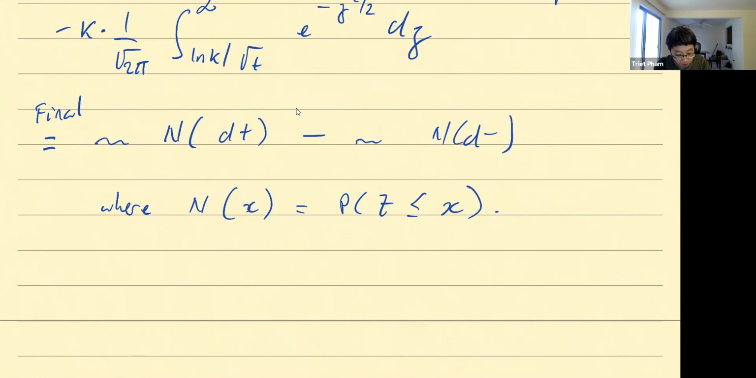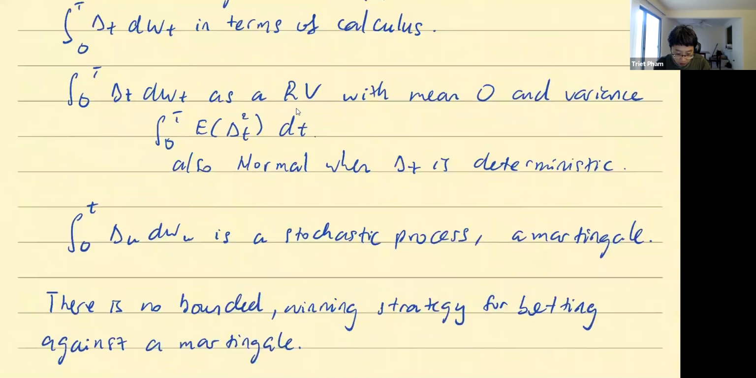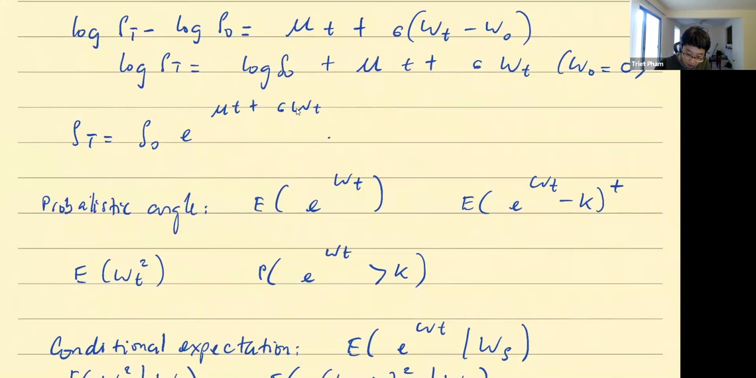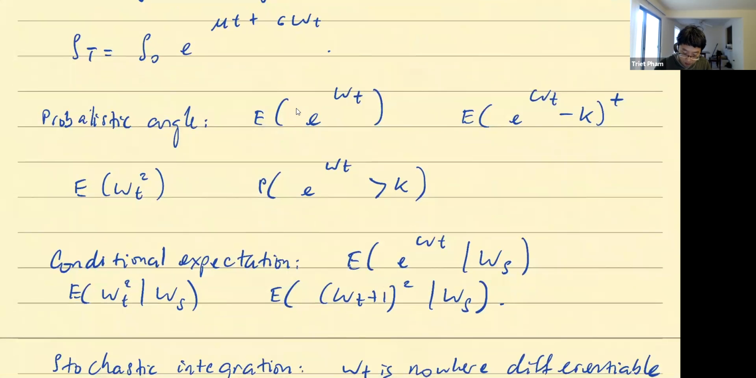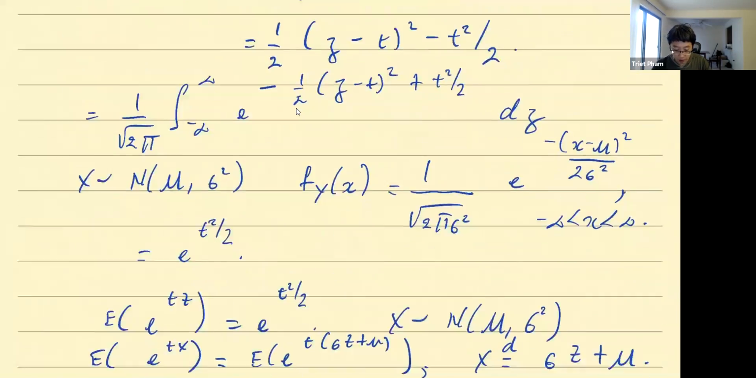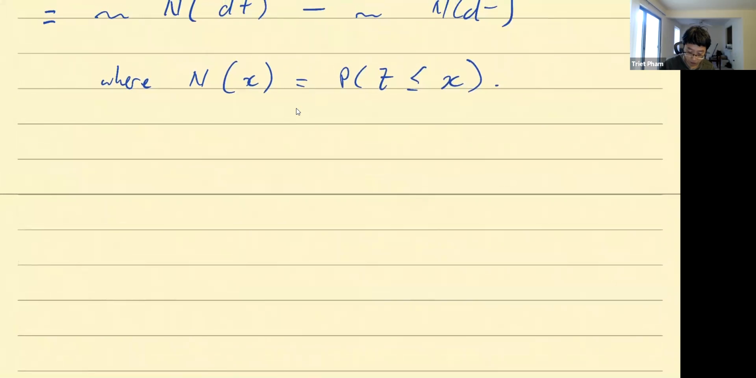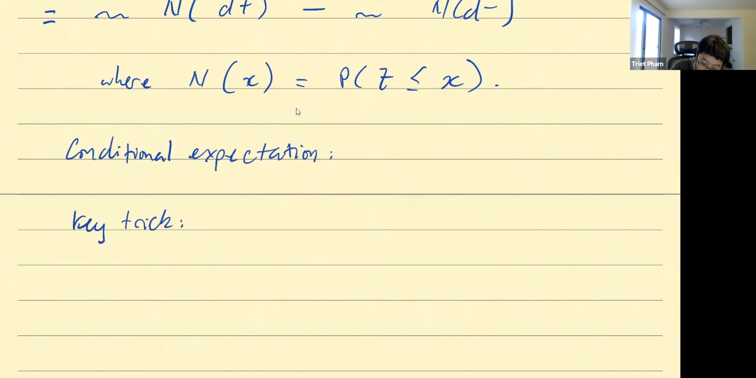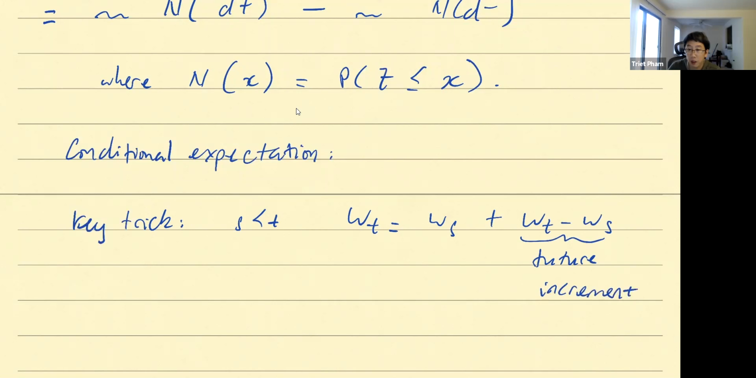All right. So that finishes what I want to say about the first aspect of things, the probabilistic angle. The conditional expectation angle, I talked about it last time. Let's review it real quick. The key technique, the key trick there, is to always express the future value as the present plus the future increment.